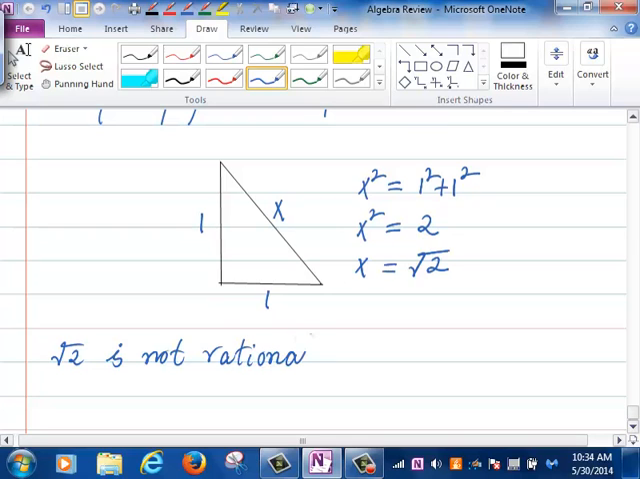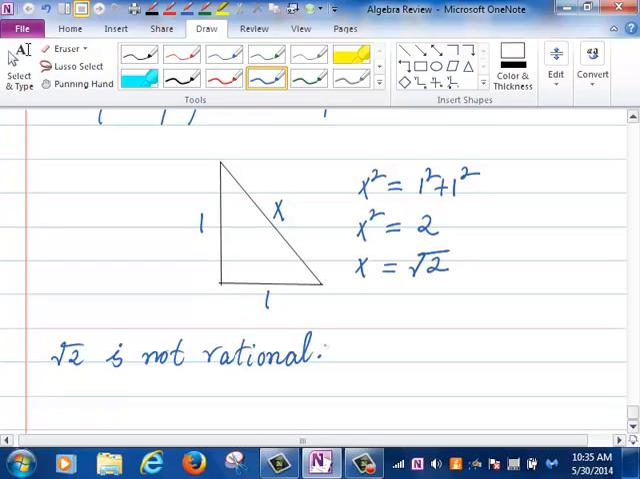What does it mean? It means that I cannot write root 2 as a ratio of two integers, right? You cannot write root 2 as a ratio of two integers. And then they proved it. Let's say you proved that root 2 is not rational. So what is that? Well, they started to call them lengths, okay? Because they were afraid of calling it a number at that time.